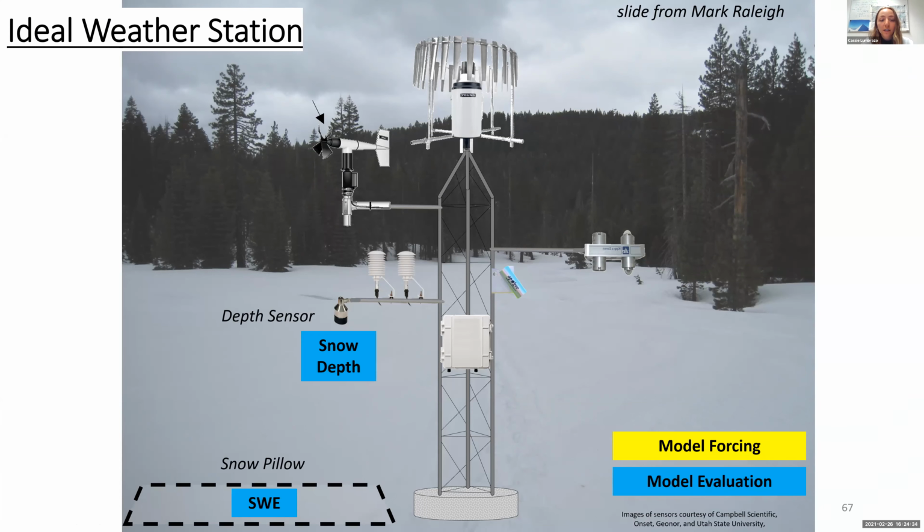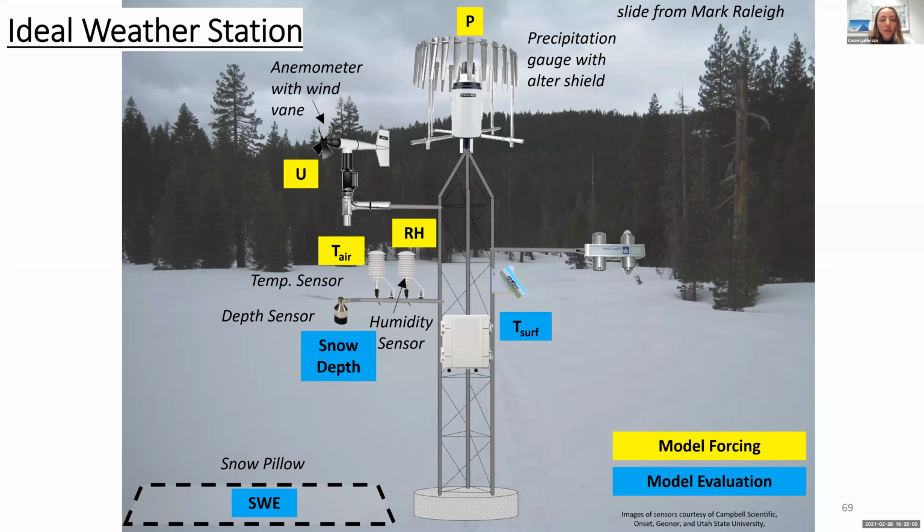So let's start here, which is a snow depth sensor and a snow pillow. This will be measuring your snow depth and SWE of your snowpack. Of course, if you're modeling for hydrology, you're going to be looking at your snow depth and SWE, so that can be used for model evaluation. Then you have your temperature sensor for your air, and your snow surface temperature. And then you have these other things such as your wind sensor, direction, relative humidity, and a precipitation gauge with a shield, of course, because this is our ideal weather station, and we're definitely going to have a shield on our precipitation gauge.